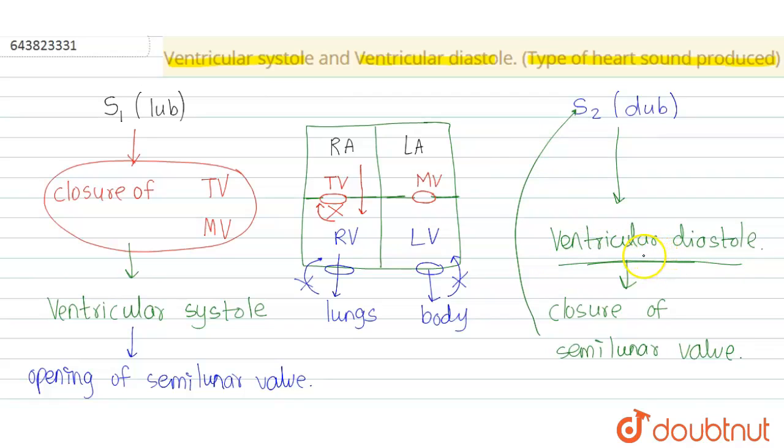So when we have to differentiate between ventricular systole and ventricular diastole on the type of heart sound produced, we can say that during ventricular systole, the heart sound that is produced is S1 or lub, which is produced by closure of the tricuspid valve and the mitral valve. Whereas during ventricular diastole, the heart sound which is produced is S2, which is dub, and it is produced by the closure of the semilunar valve. This is how we differentiate the ventricular systole and the ventricular diastole on the basis of type of heart sound produced. I hope I have answered your doubt.